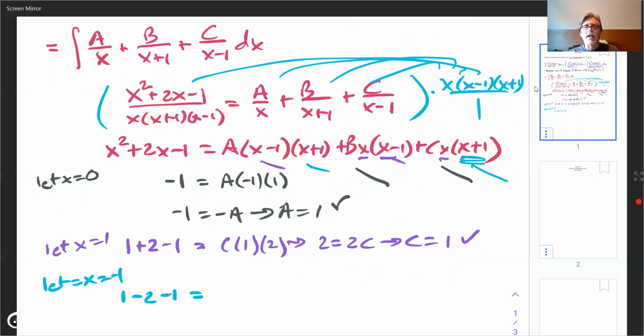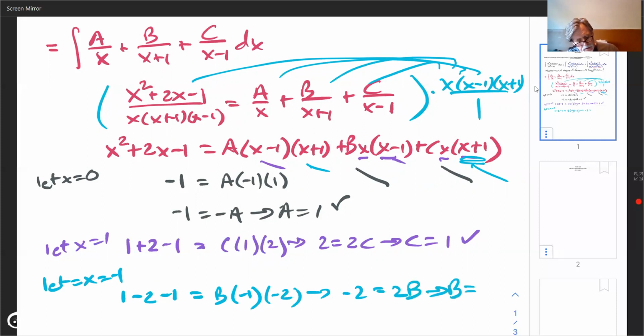This is called the Heaviside cover-up method in one book I used to teach out of. Some guy named Heaviside, okay? And so what we have is b times negative 1, and then negative 1. Am I doing that right? Yeah, negative 1, and negative 1 is negative 2. So we're getting negative 2 is equal to 2b, and look at this, b is equal to negative 1.